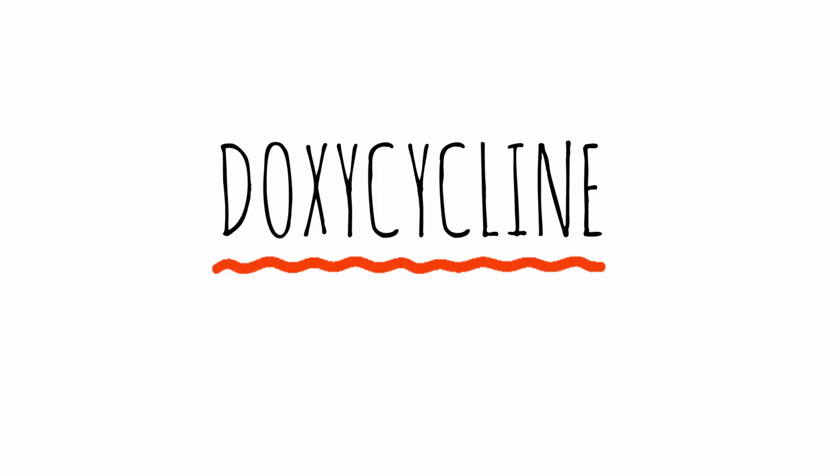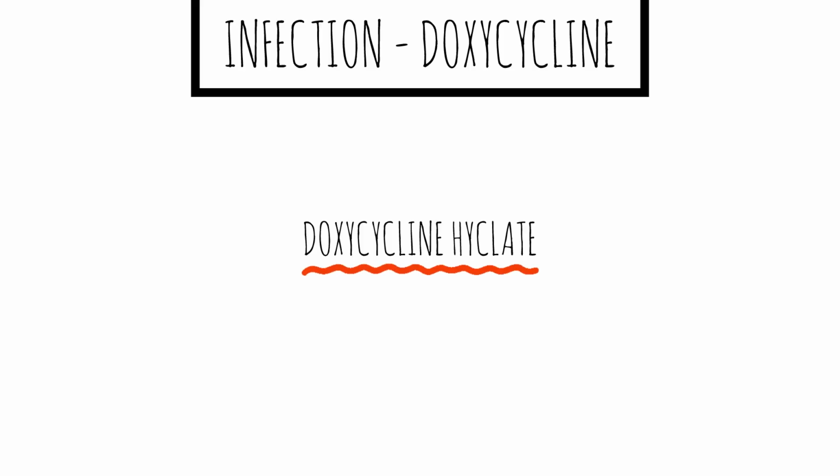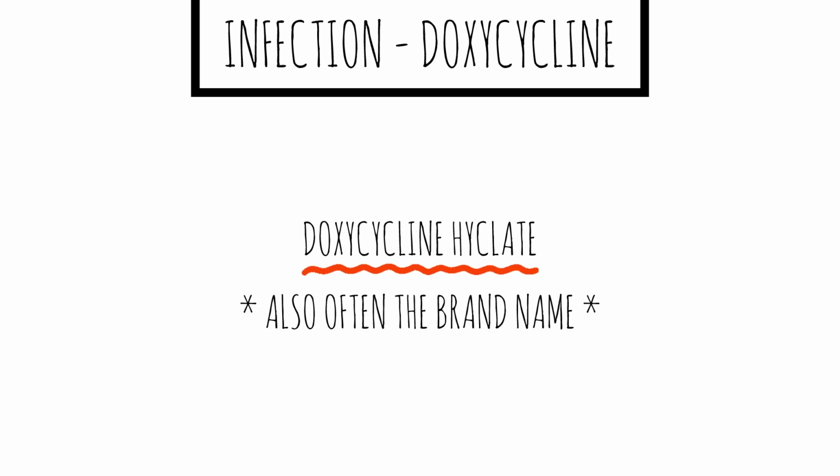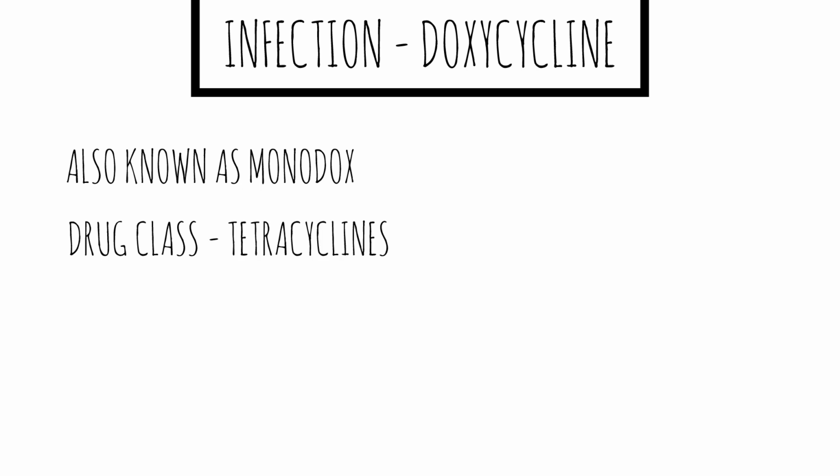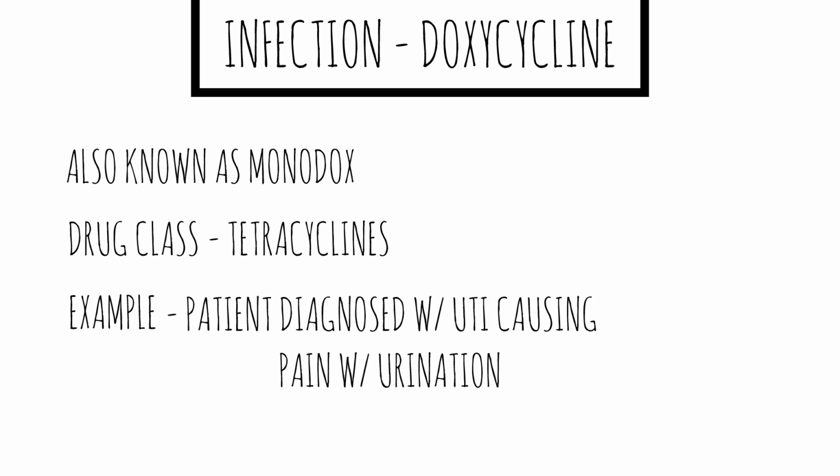And now we're going to go over doxycycline, which is a drug that can help your body fight infection. So the generic name for this drug is doxycycline hyclate, and the generic name is also often the brand name with this specific drug. Another name it can have occasionally is monodox, and this drug belongs to the class of tetracyclines. So an example of why a patient would need this would be if a patient comes into your clinic diagnosed with a UTI causing pain with urination. This drug would help with the infection with the UTI.